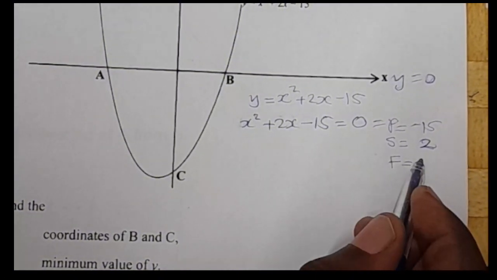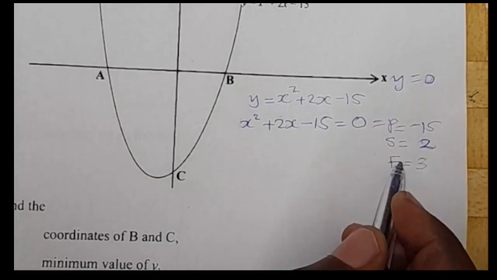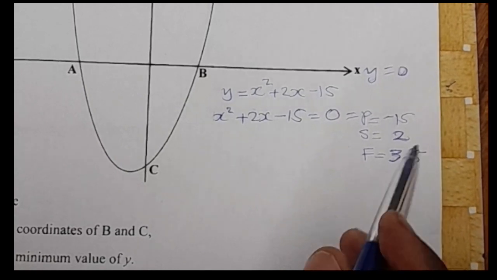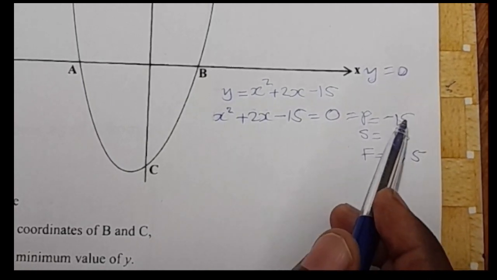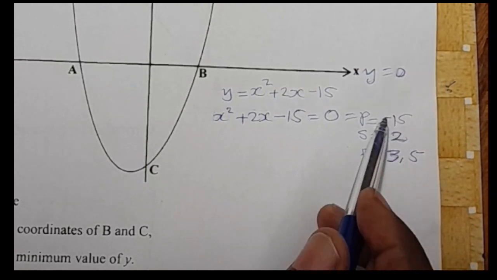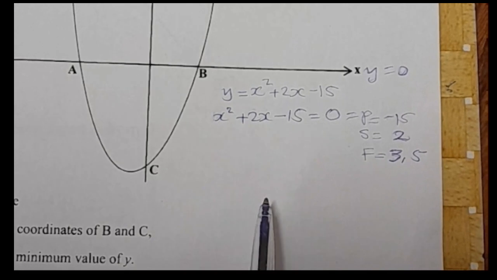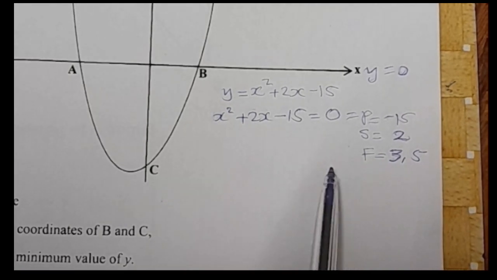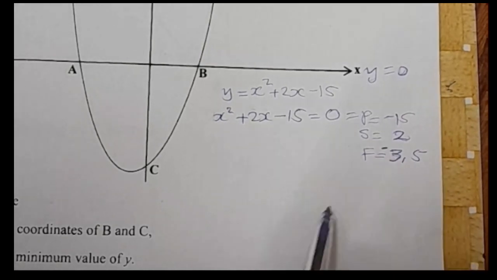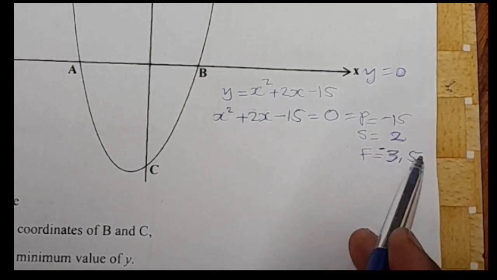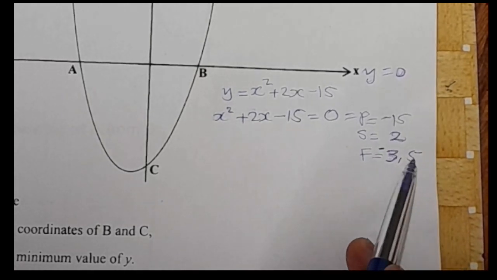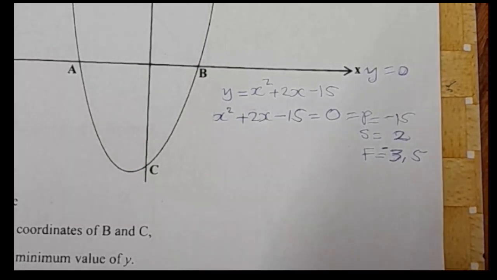So we can just assume that the factors are 3 and 5, because when you say 3 times 5, we get 15. We are getting positive 15, but we want to get negative 15. So what are we going to do? We are going to give this 3 a negative, such that when you say negative 3 times 5, we'll get negative 15. When we add negative 3 plus 5, we'll get positive 2.